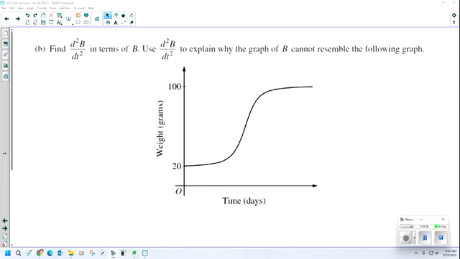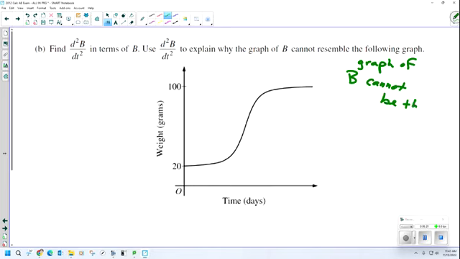5b. Find d2b over dt2, which is, okay, find the second derivative of b, all right, in terms of b. Use the second derivative of b to explain why the graph of b cannot resemble this graph below. So the real graph of b cannot be this graph, okay? And we're going to have to use that second derivative that we come up with in our explanation.